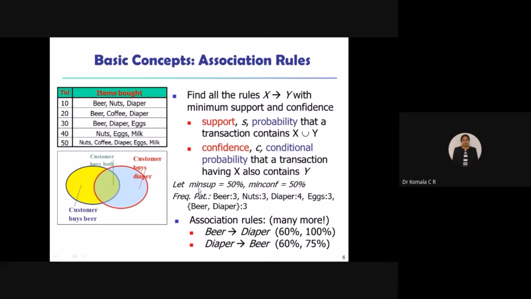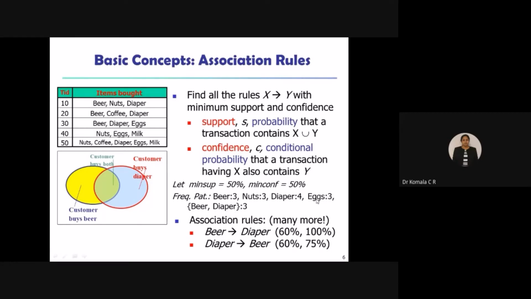Let us take minimum support as 50% and minimum confidence as 50%. Let us see with this example how it works. In this frequent pattern example of market basket analysis, see what items I have. Beer is there, nuts is there, then diaper is there, then X is there, and milk, everything is there. I am worried about only beer and diaper.